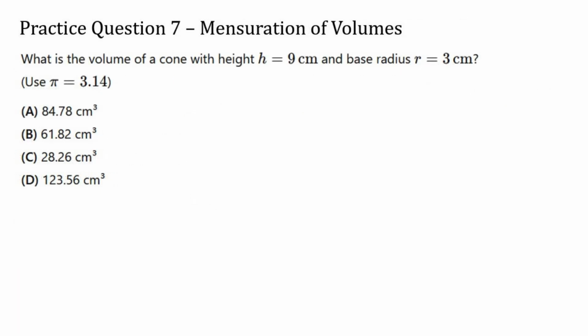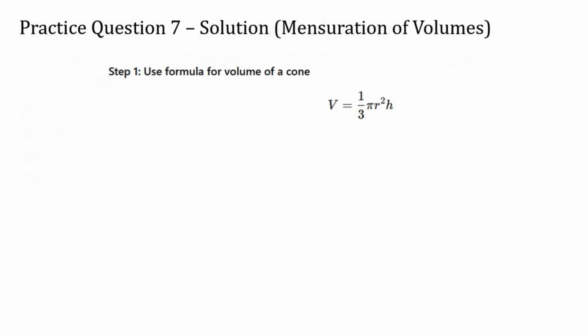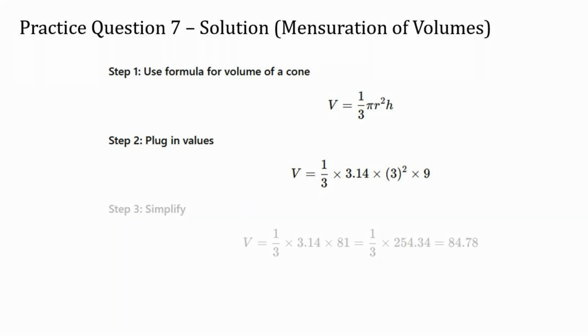Practice question 7. What is the volume of a cone with height h equals 9 centimeters and base radius r equals 3 centimeters? Assume pi to be 3.14 exactly for this question. We begin with the standard formula for the volume of a cone. Next, we plug in the given values. Our radius is 3 centimeters and our height is 9 centimeters. Now we simplify, which ends up giving us approximately 84.78. So the correct answer is choice A.